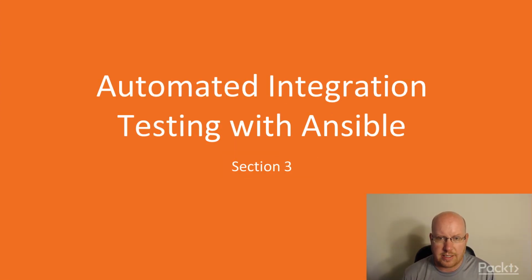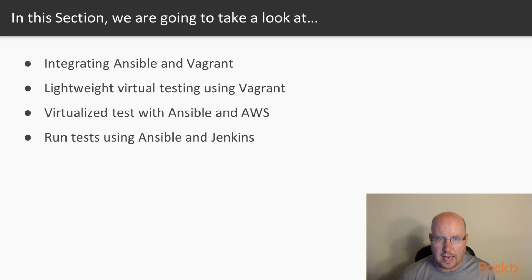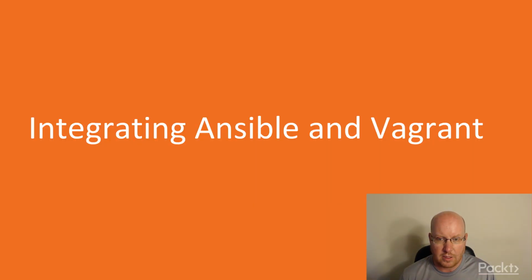Hello, this is Section 3, Automated Integration Testing with Ansible. In this section, we'll look at integrating Ansible and Vagrant. We'll talk about using Vagrant to perform some lightweight virtual testing. We'll talk about virtualized tests with Ansible and Amazon Web Services. And we'll talk about running tests using Ansible in a Jenkins continuous integration server.